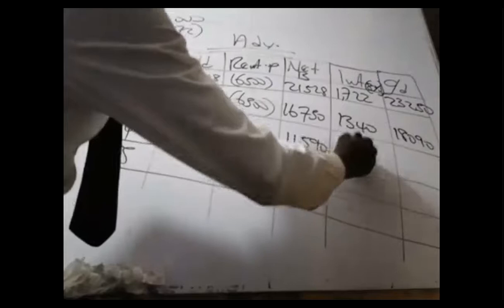11,590. Again, you charge the interest, that is 8% on it, and then we're moving on. So you get something like 927, then we'll add it again to get a closing balance. So what would be the closing balance? Okay, so 12,517.